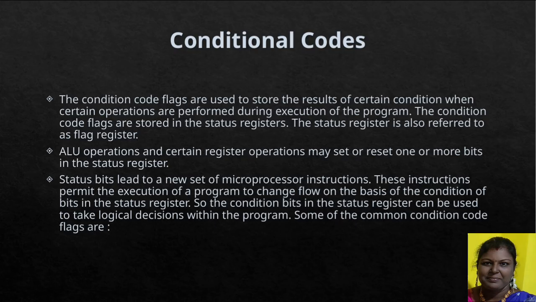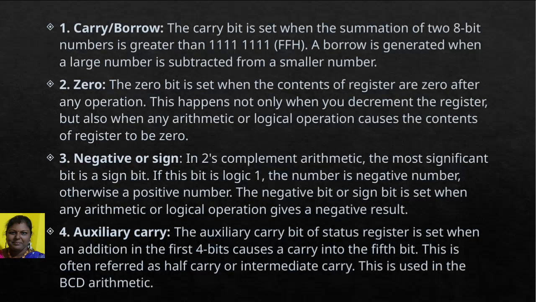Let's break down some key status bits that tell us a lot about what's happening inside a processor. First, the carry or borrow bit. It's set when adding two 8-bit numbers goes beyond the maximum value, or when subtracting a larger number from a smaller one. Next, the 0 bit, it flags when a register ends up with 0 after any operation. Then, the negative or sign bit, it's the most significant bit in 2's complement, showing if a result is negative. Finally, the auxiliary carry bit, it tracks carry between the lower and upper halves of a byte, especially useful in decimal calculations. These bits help the processor keep track of its math, step by step.